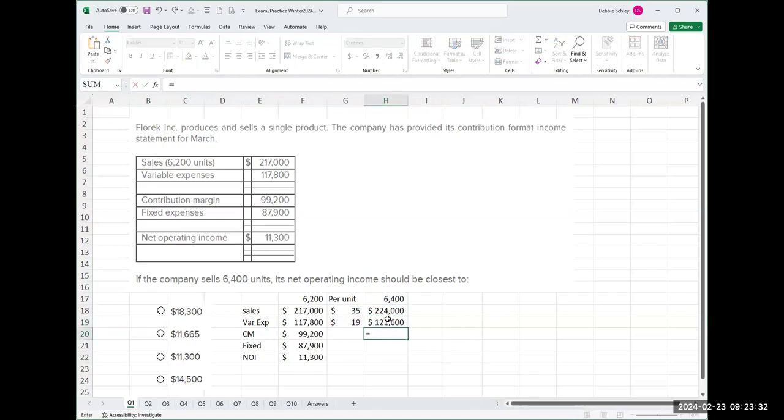So again, if I just take sales minus variable equals contribution margin, and now my fixed expenses, no matter if I make 6,200 units or my 6,400 units, my fixed expenses remain the same. So that's just going to equal 87,900. And then if I take that contribution margin minus the fixed expenses equals the net operating income of 14,500.